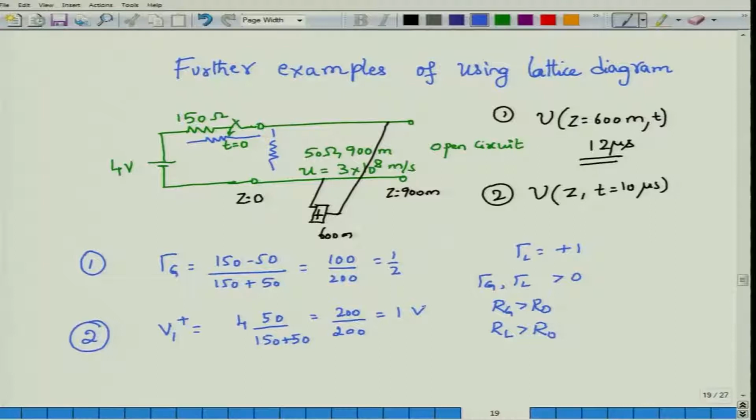So you have a 1 volt initial forward propagating voltage launched on the transmission line at the time t equal to 0. Okay. So now what will happen? How do we write the lattice diagram? So we go to the lattice diagram here.